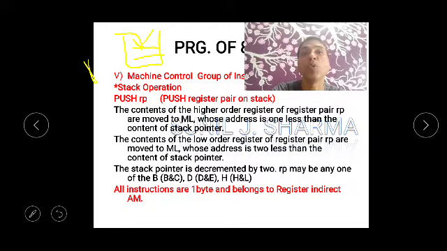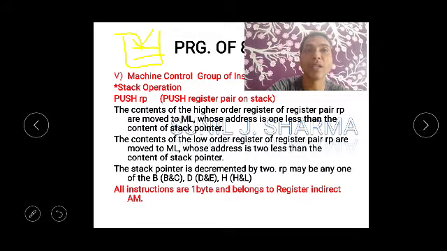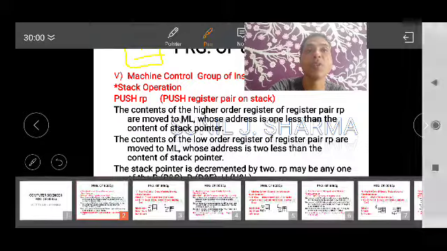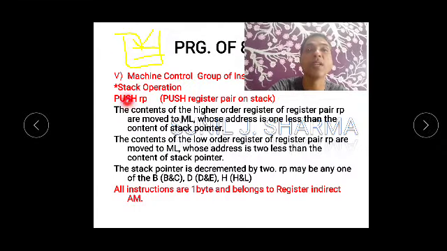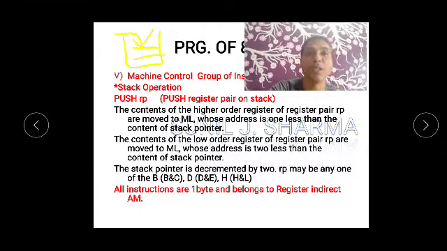Whatever you want to enter on the stack, that concept is known as push. If you want to remove anything from the stack, that is known as pop. So there are two operations to be performed on the stack, push and pop. Push means to add something on the stack, and pop means to remove something from the stack. Now, PUSH RP, where RP means register pair.